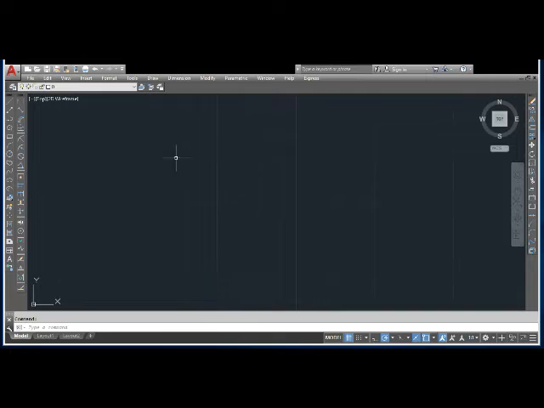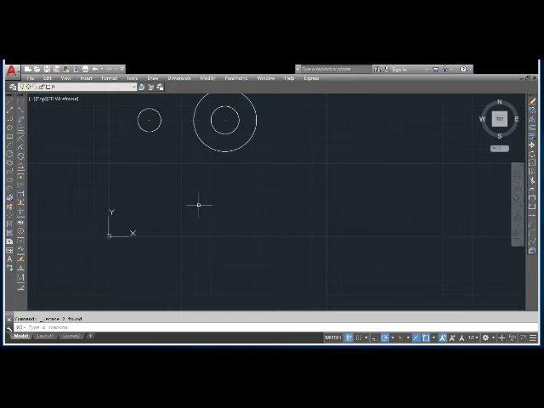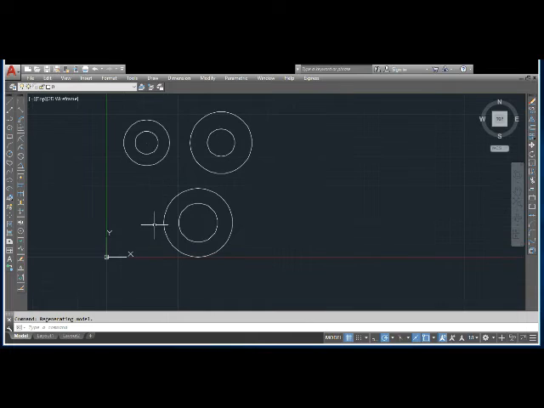From this point I am taking a circle with a radius of 17, and again I am taking a circle from this third point with a radius of 30, and finally I am taking another circle from point 2 with a radius of 20. So these are my 6 circles from the 3 different points, with each point consisting of 2 circles.